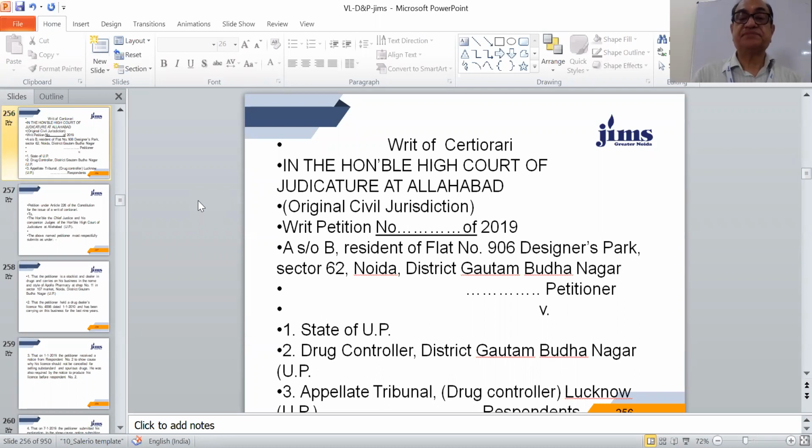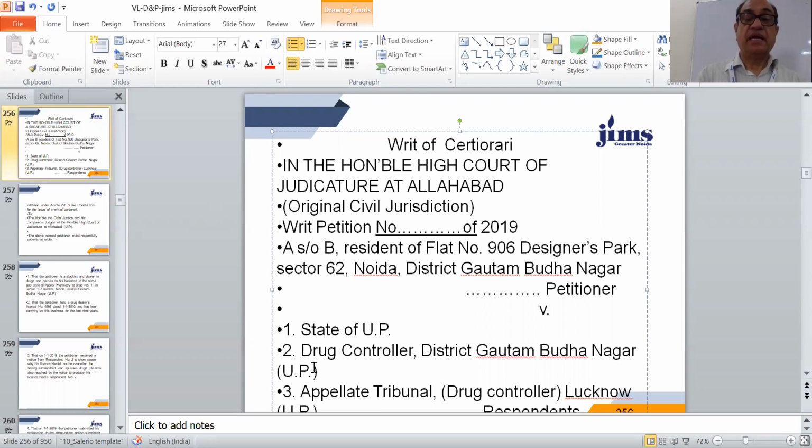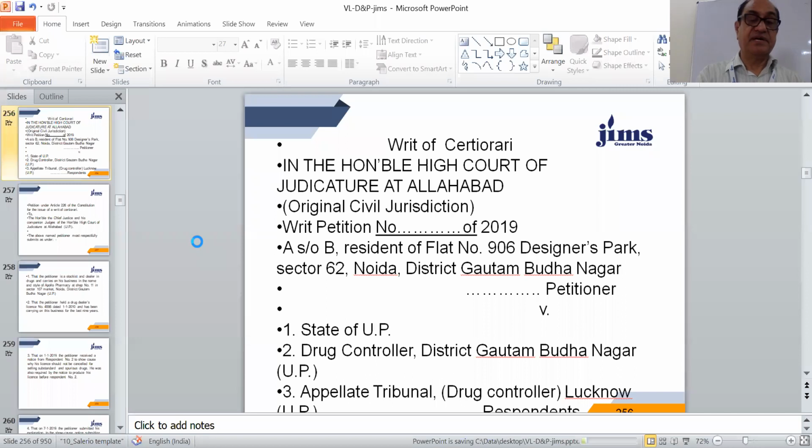Then the complete name, parentage, and address of the petitioner is to be drafted by you. Like A, son of B, resident of flat number 906, Designers Park, Sector 62, Noida, District Gautam Buddha Nagar. He is our petitioner. Now, against whom is this writ being filed? Versus number 1, State of UP. State of UP is the first respondent. Then number 2, Drug Controller, District Gautam Buddha Nagar, UP is our respondent number 2. And then the third respondent is Appellate Tribunal, Drug Controller, Lucknow, UP. So we have 3 respondents in this writ petition.